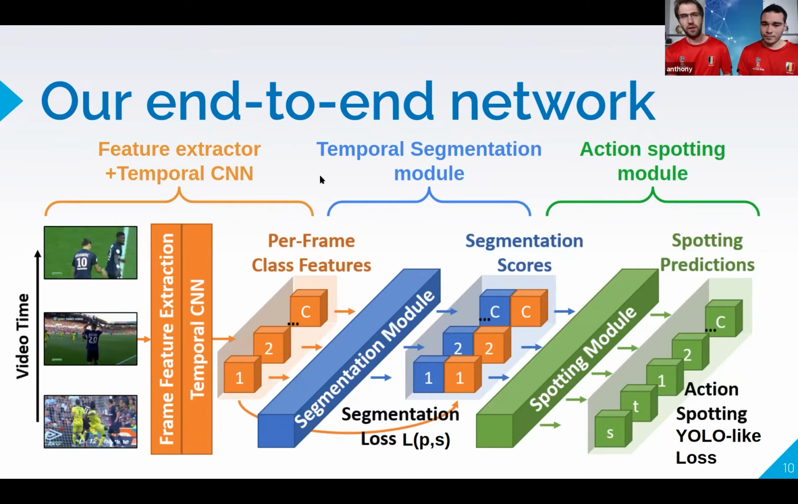We will elaborate more on the temporal segmentation module. In that module, we take each frame of the video or video chunk that we consider, and we try to classify each frame as belonging to one of the three classes or background. And the action spotting module, which we will explain too, is really the spotting part, where the network makes predictions about where the actions are and which actions are present. We will insist on these last two modules.